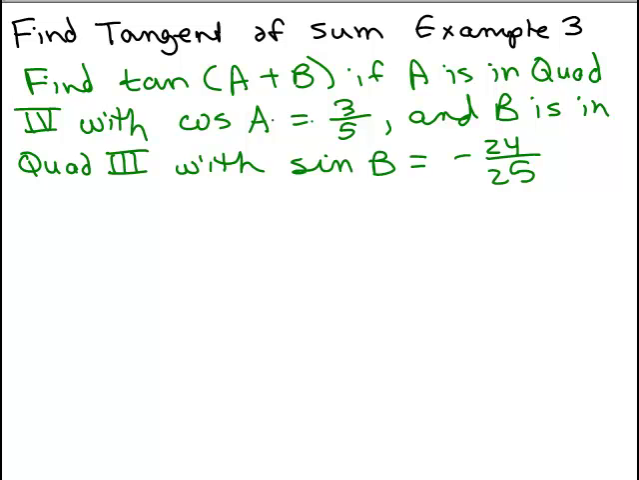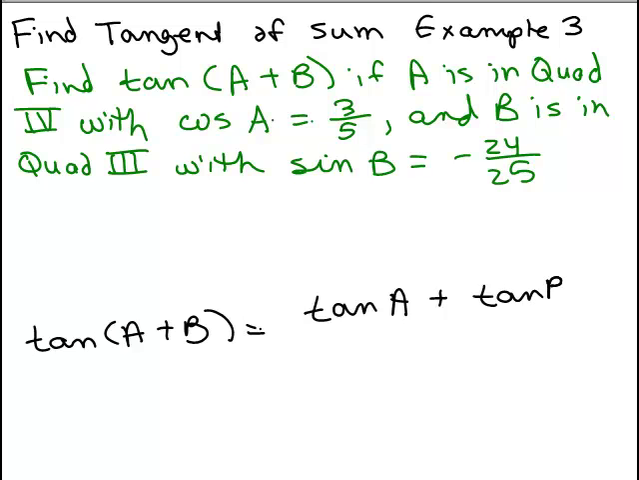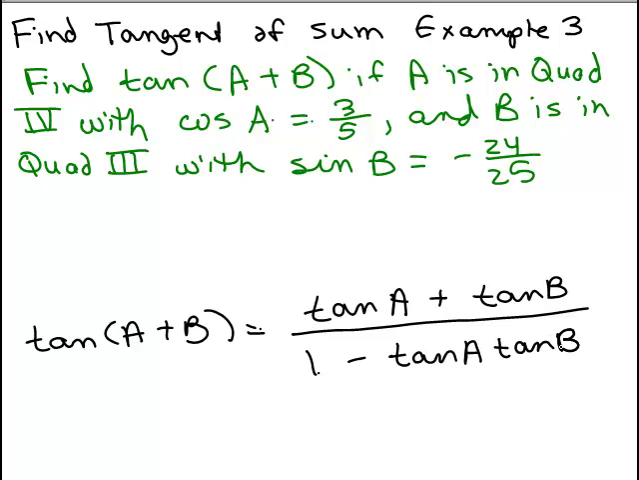All right, so we know for the tangent of the sum, we need to find the tangent of each of the angles because of the formula. So keep in mind the formula for the tangent of a plus b is equal to the tangent of a plus the tangent of b all over 1 minus the tangent of a times the tangent of b.